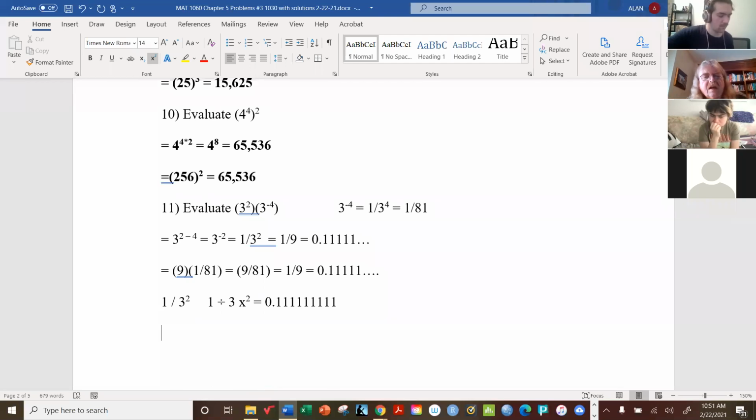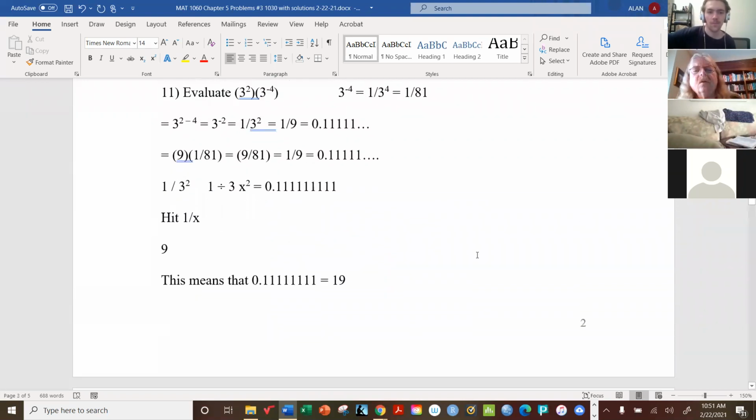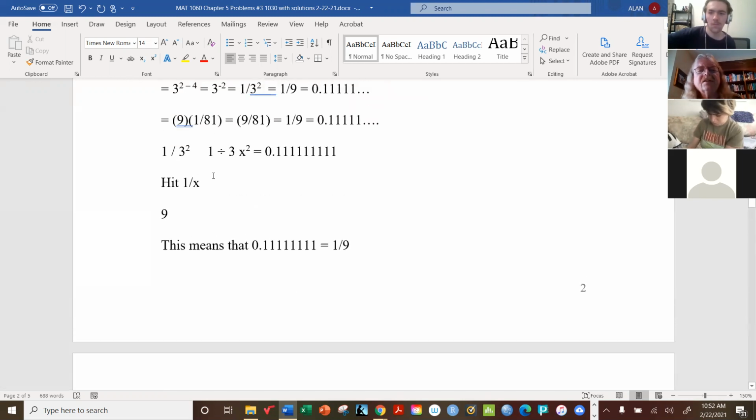Now, suppose you say to yourself, you know what, I'd rather write this as a fraction. If you hit the 1 over X key, which is way over in the extreme left-hand side, what it'll do is give you the inverse, and then it'll come up with 9. And this means that 0.111111 is 1/9. So if you're saying to yourself, oh, that's kind of annoying, all those ones, actually, it's 1/9. Because you can tell by asking the calculator for 1 over x, which is the inverse.